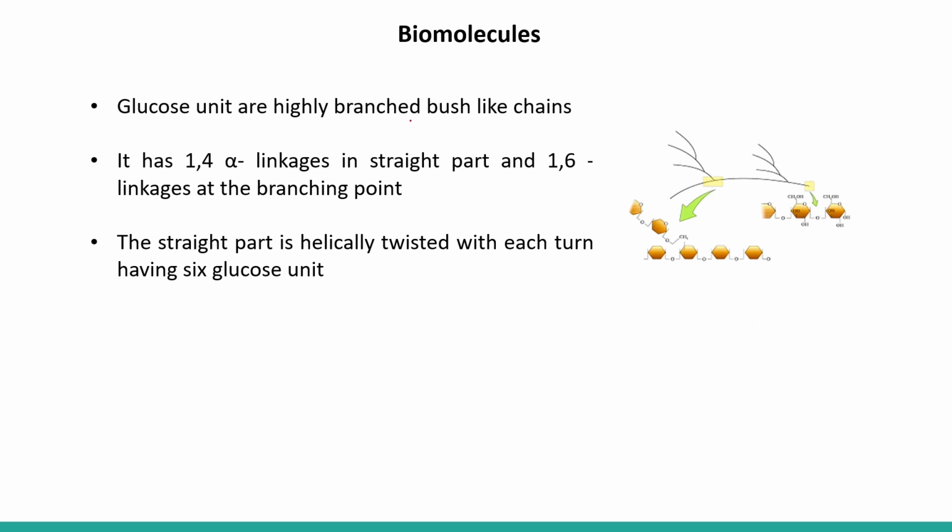Glucose units form highly branched, bush-like chains. So here you can see they are branched. It has alpha-1,4 linkage in the straight part and alpha-1,6 linkage at the branching point. So at the point of branching they have alpha-1,6 linkage. The straight part is helically twisted, with each turn having 6 glucose units. So this part is helically twisted, and each helix contains 6 glucose units.